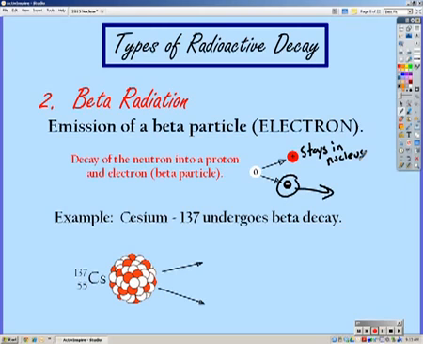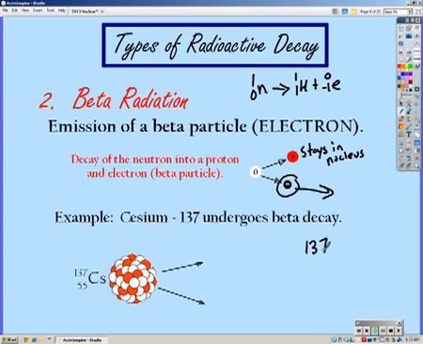So if we write that out into an equation, we have a neutron, which is 1, 0 n, turns into a proton, which is 1, 1 H, and a beta particle, which is 0, negative 1 e. Notice our mass should stay the same, but the atomic number should increase by 1 because we have one more proton than we had to begin with.